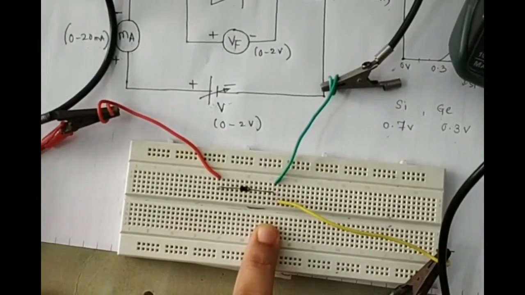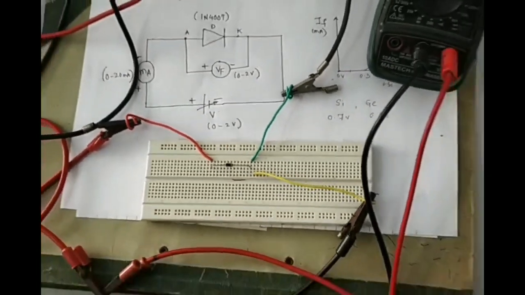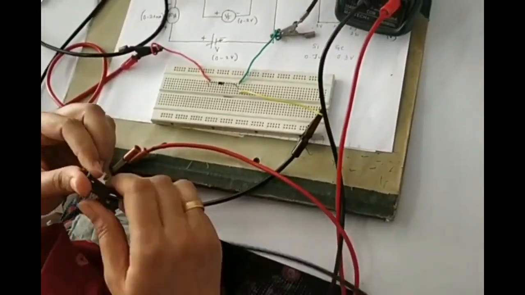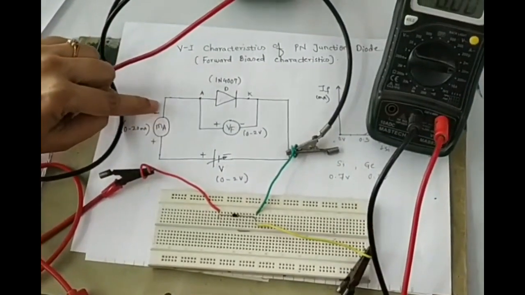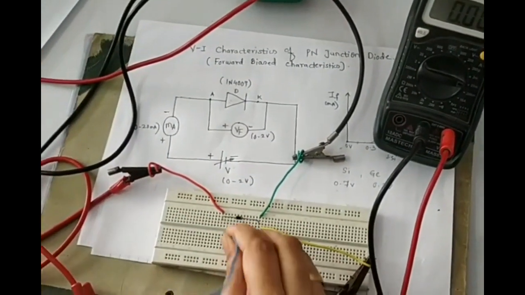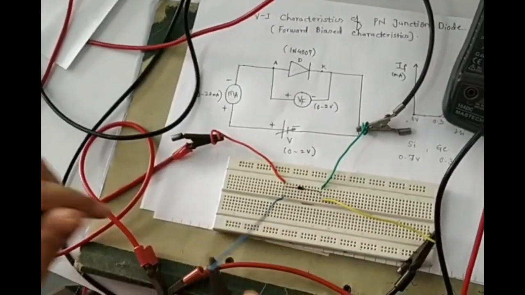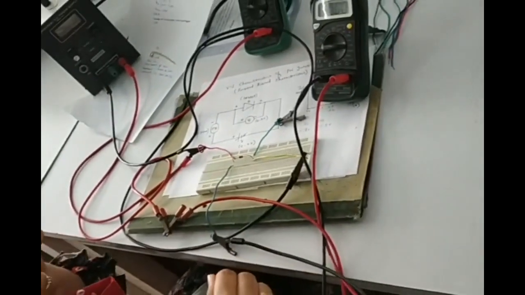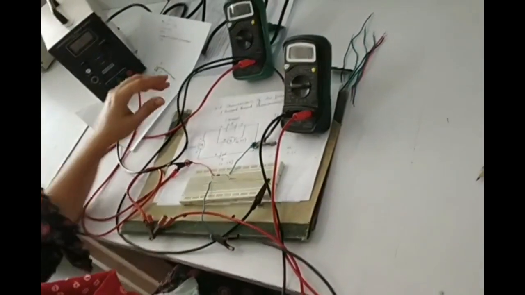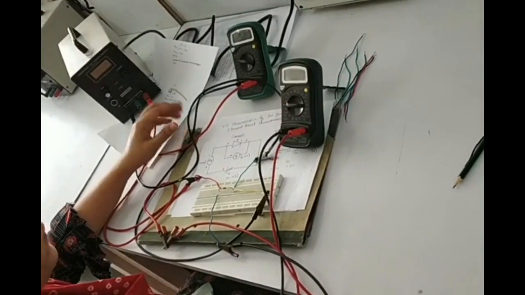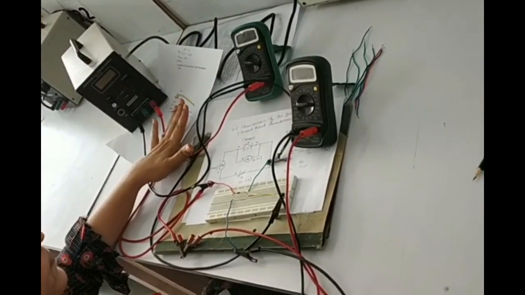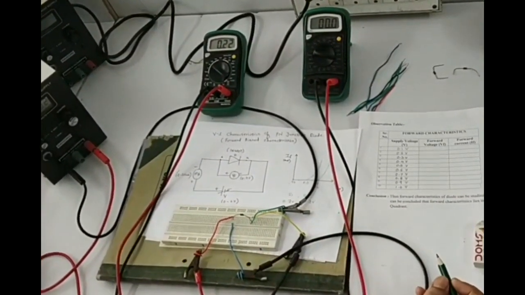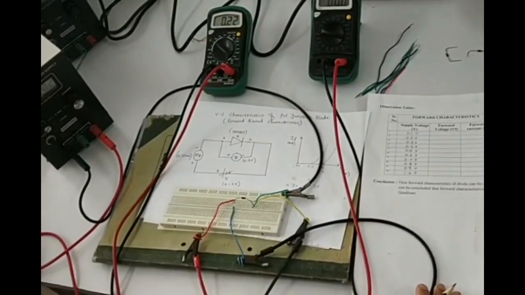Okay, now the negative terminal of our milliamp current meter is connected to the anode. See here, I have connected the anode to the negative terminal. Now the construction of our VI characteristics of PN junction in forward bias is over. So this is our circuit diagram after connecting all the apparatus as well as components.